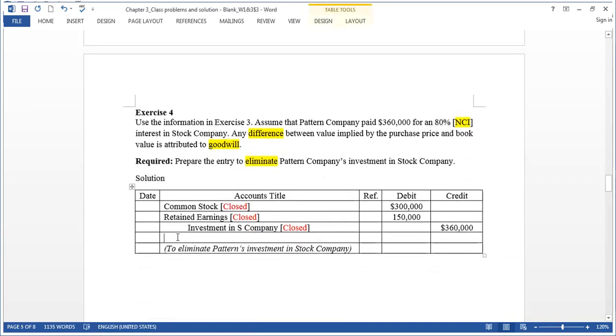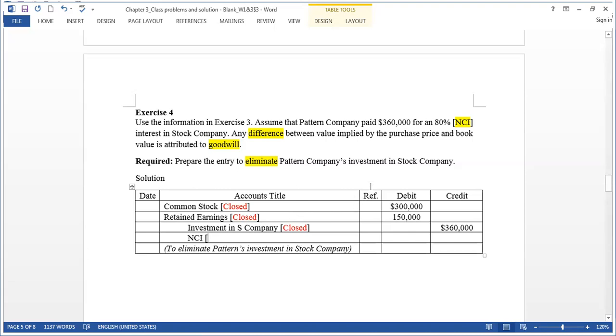Non-controlling interest, you know that it is credit. Why is it credit? Because it should go to the equity side of the balance sheet. Can you remember? Non-controlling interest should go under the equity account, so equity account means it should be credit. So how to calculate this? Again, we should go back to our first question.